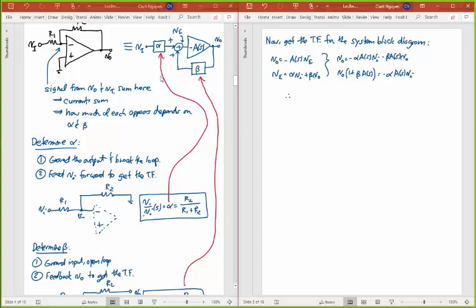And then finally I can write that V0 over VI as a function of S is just going to be equal to minus alpha times A of S divided by 1 plus beta times A of S. So that's the transfer function for this system block diagram. Anytime you see this system block diagram, this is what its transfer function is going to be. And of course, at this point I know what A of S is, so let me substitute that in. I know that A of S is my op-amp transfer function.